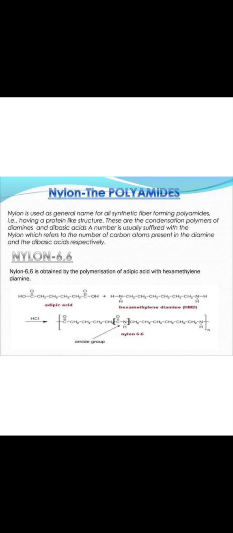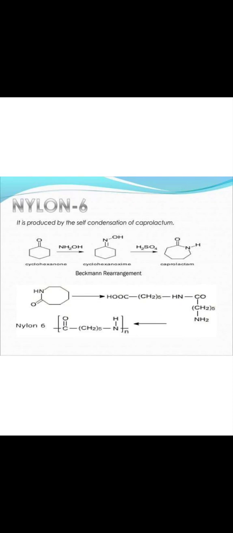And by the loss of H2O, there is a formation of amide, that is C double bond O, CH2 taken 4 times, C double bond O, NH, CH2 taken 6 times, NH, taken n times. This is the method of preparation of nylon 6,6. This is also called polyhexamethylene adipate.